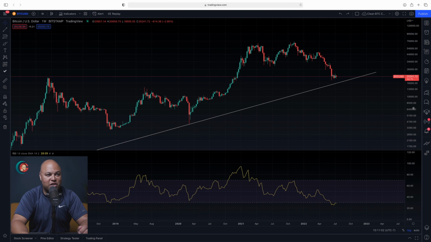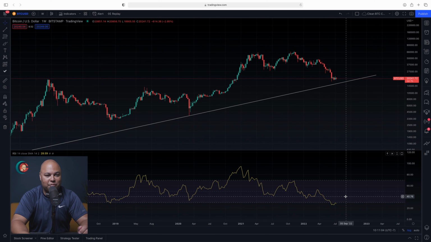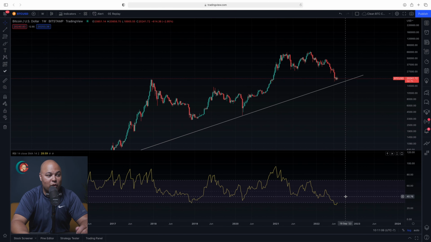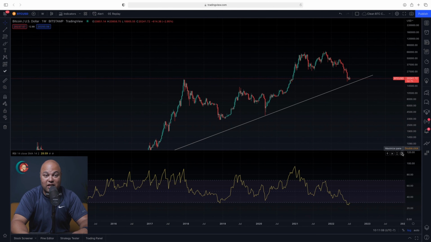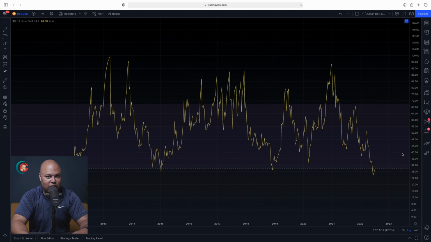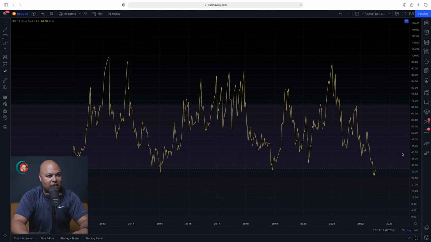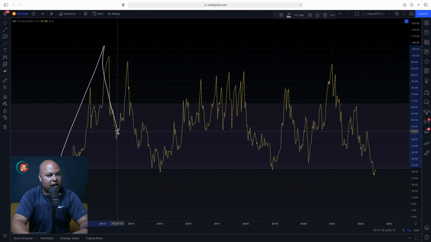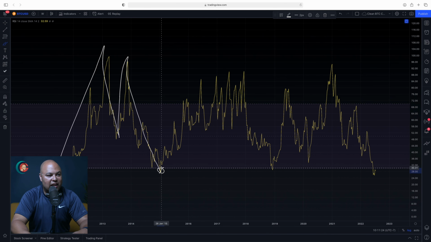Now, how do you know that you're at the bottom? Well, first of all, what we see historically looking at this RSI, I'm going to maximize this pane so that all we're looking at is the RSI right now. You see what happens? The RSI goes up, and then it comes down, then it goes up, and then it comes down. There's only a few times in Bitcoin's history where we've touched this line.